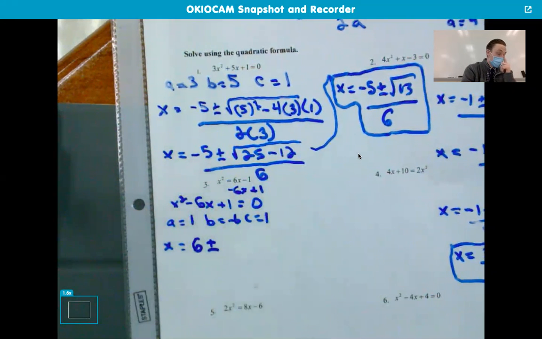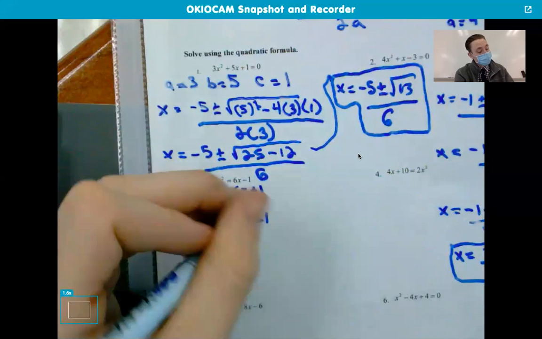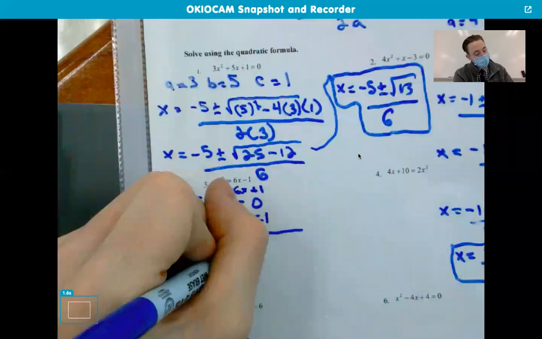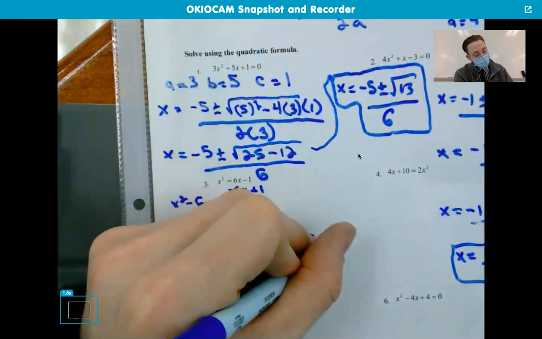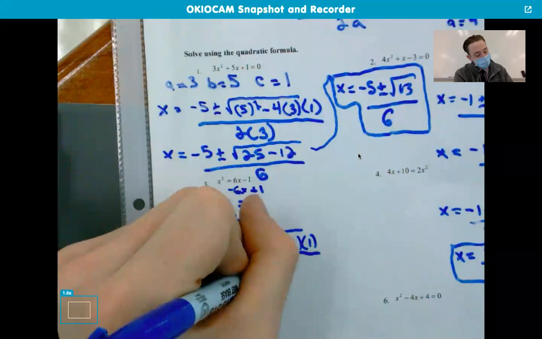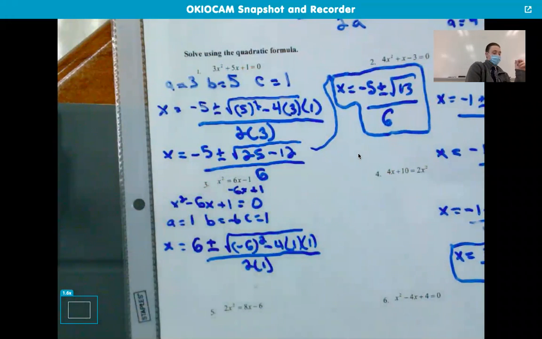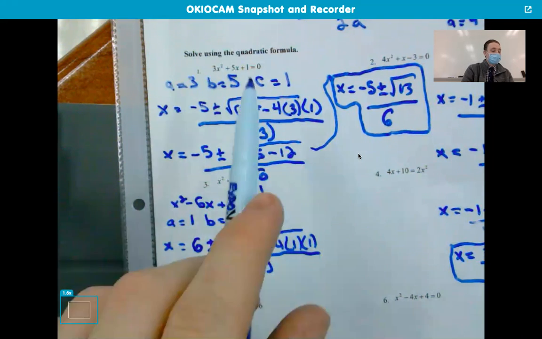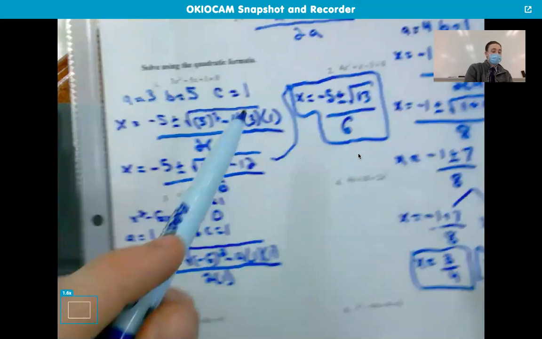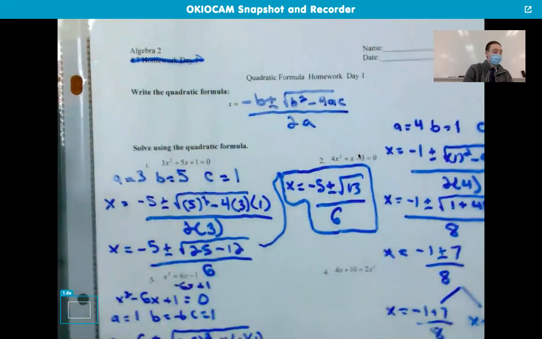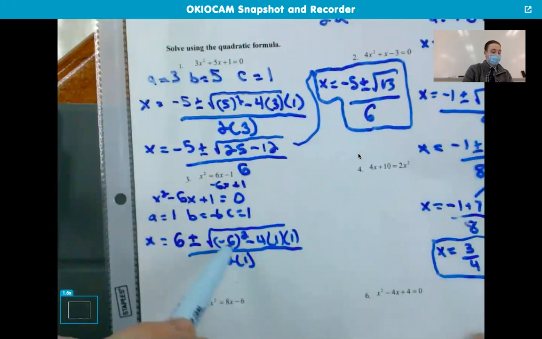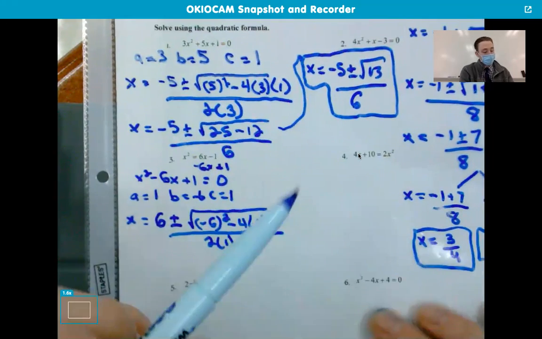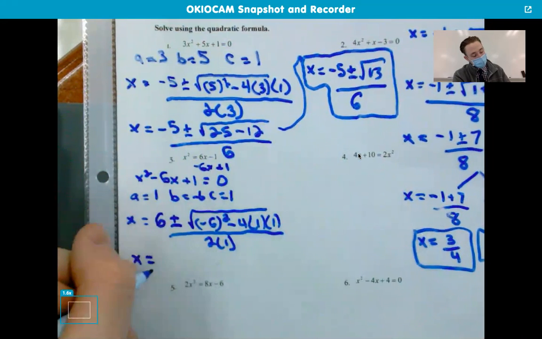What should the rest of the equation look like? Four times 1 times 1 all over 2 times 1. Good. So 6 plus or minus the square root of -6 squared. Now be careful about the difference there. Inside the parentheses, you still carry that negative along. So the only thing that changes is what's on the outside of the square root. But when it's inside the square root, it's still going to be a -6. But you're right. So this is what we get.